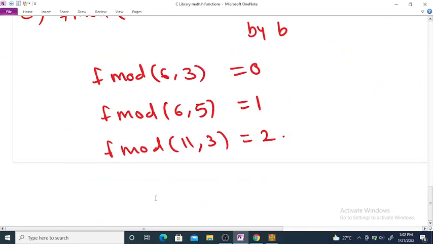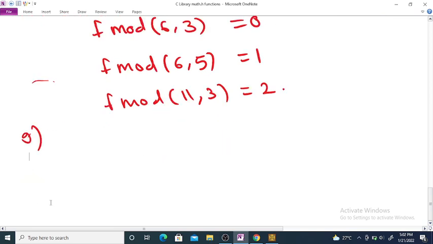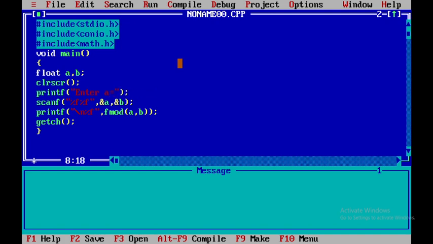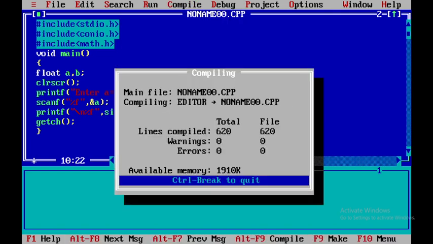The next mathematics function, number 9, is sine function. So if you write here sine of a, this function returns sine of a, value in terms of radian. It returns sine angle of a in terms of radian. So if you enter here say 3, the output is 0.1412. If we run one more time, sine 0 is 0.